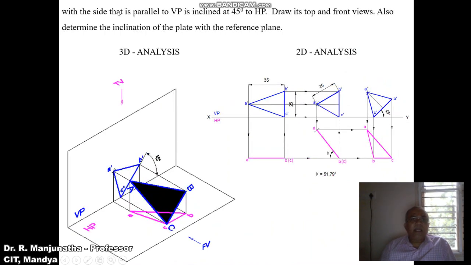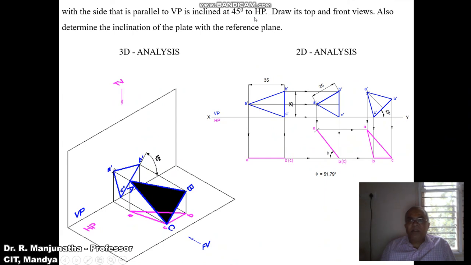Then the side that is parallel to VP is inclined at 45 degrees to HP. So which is the side which is parallel to VP? When you look from the front view and the top view, we can see that B dash C dash is the line BC. Both ends are equidistant from the vertical plane, so obviously that side will be parallel to VP, and it is inclined at 45 degrees to HP.